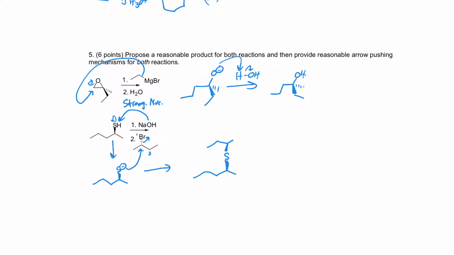1, 2, let's use a different color here. 1, 2, 3. That is R. And then 1, 2, 3. Sorry, this is not R. This is S because my bromine is in the back position. The hydrogen's facing towards us. And now I have 1, 2, 3 clockwise again. This is now R. So I have inverted this stereocenter with my arrow push and in my drawing. So this is the proper product for this reaction 5B.